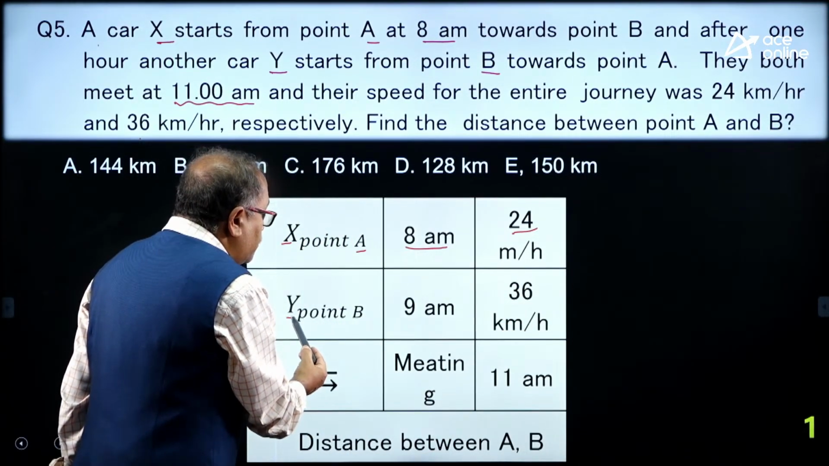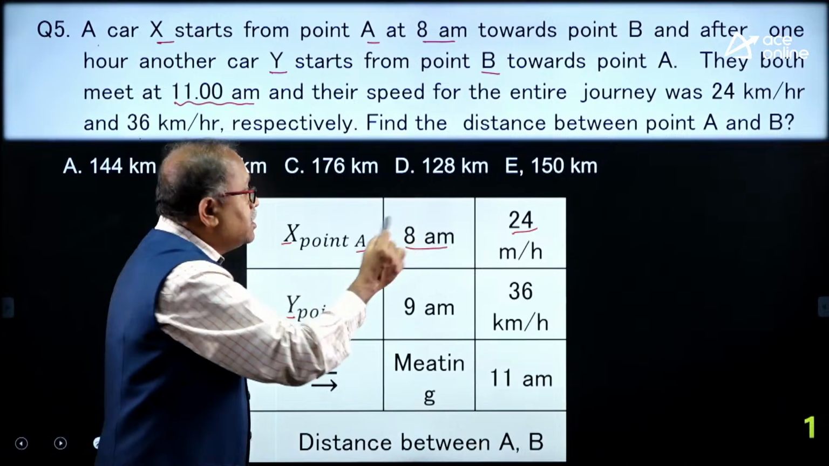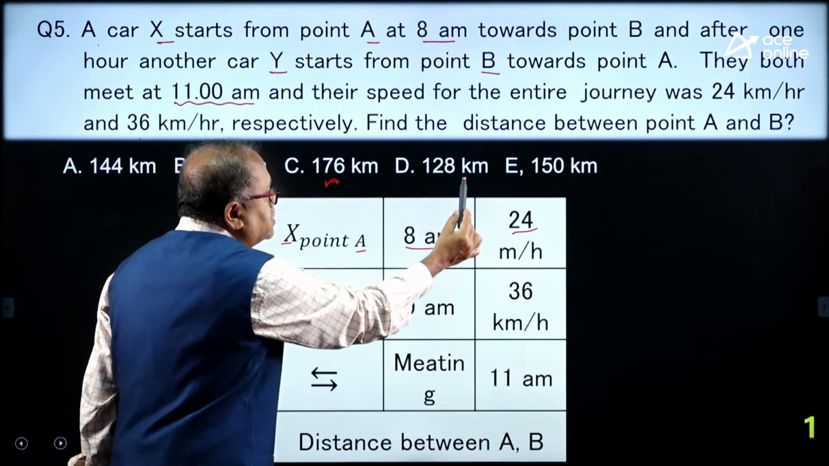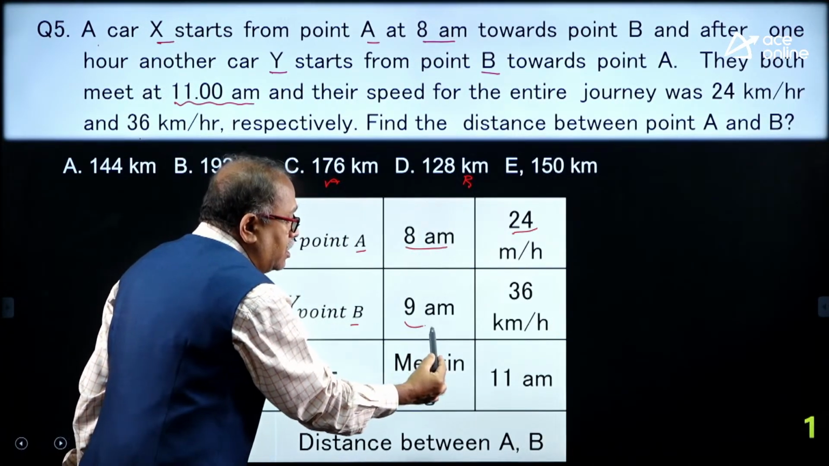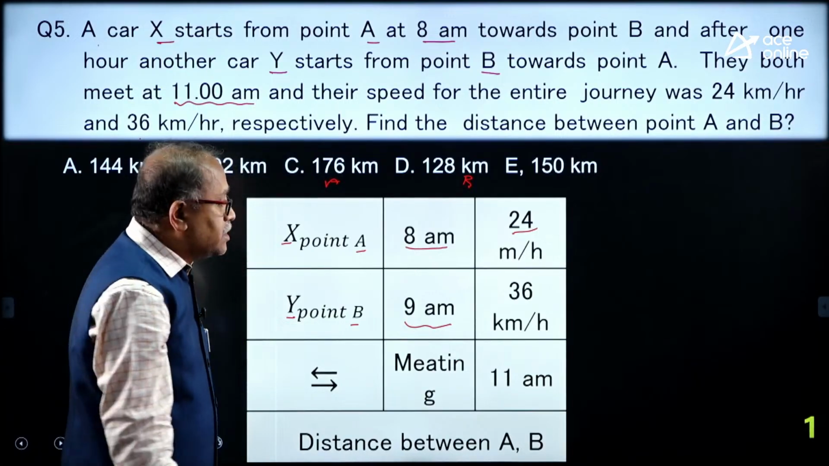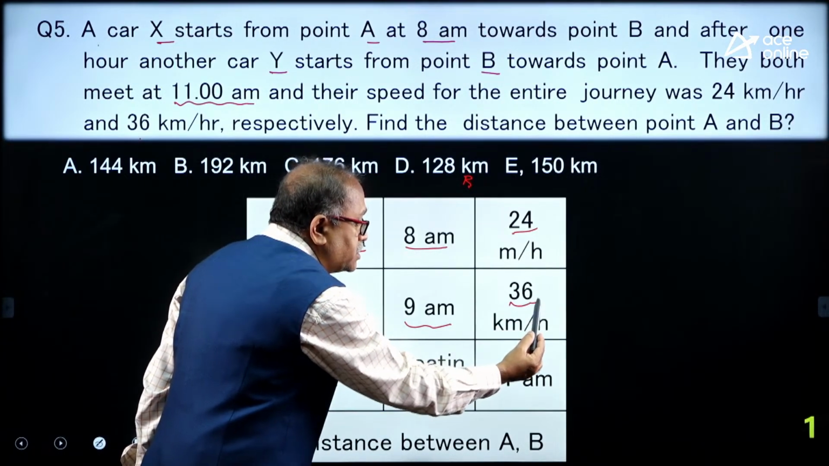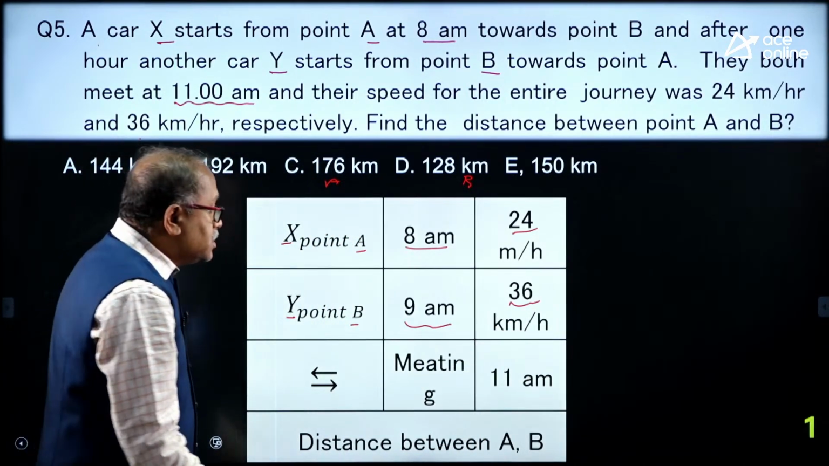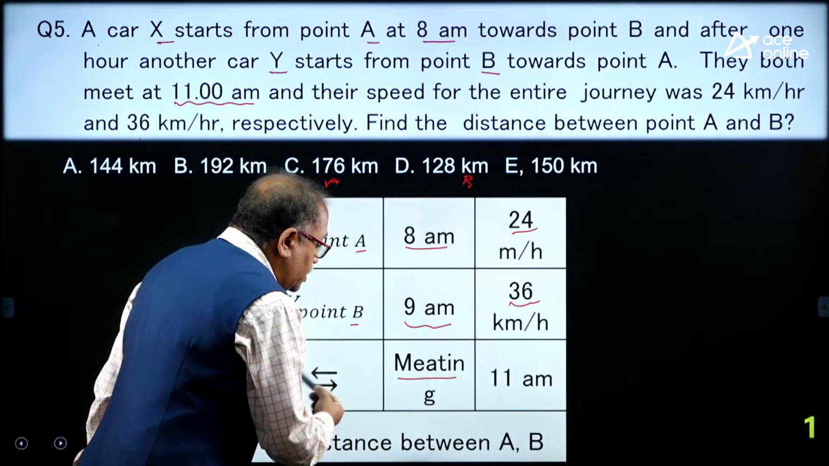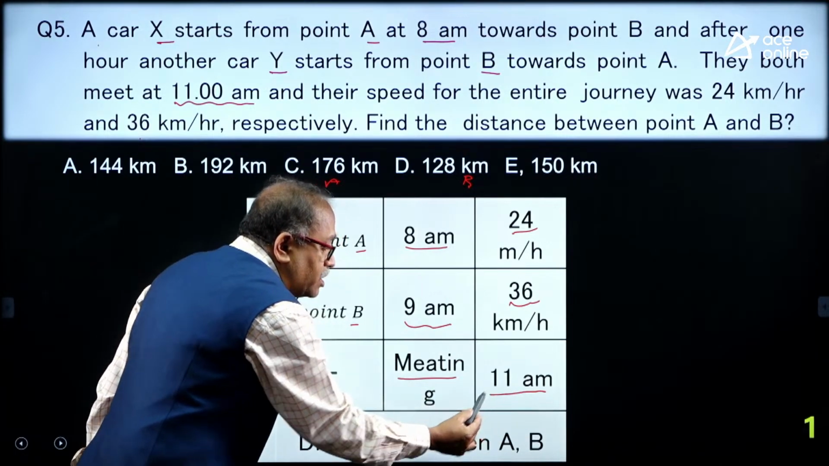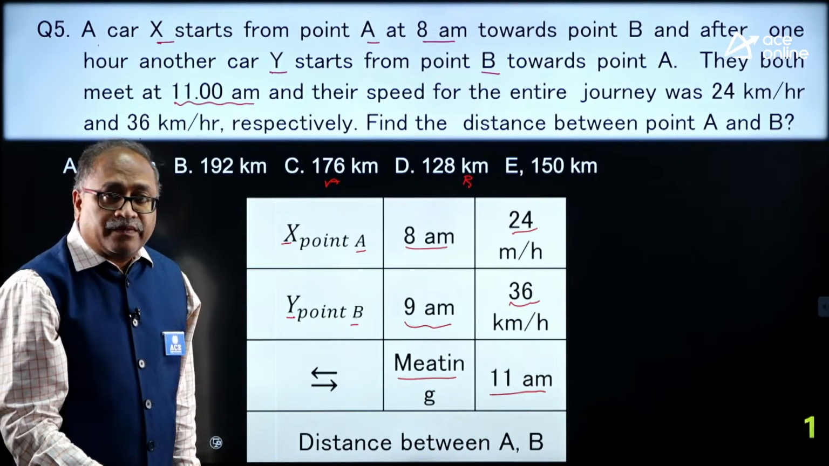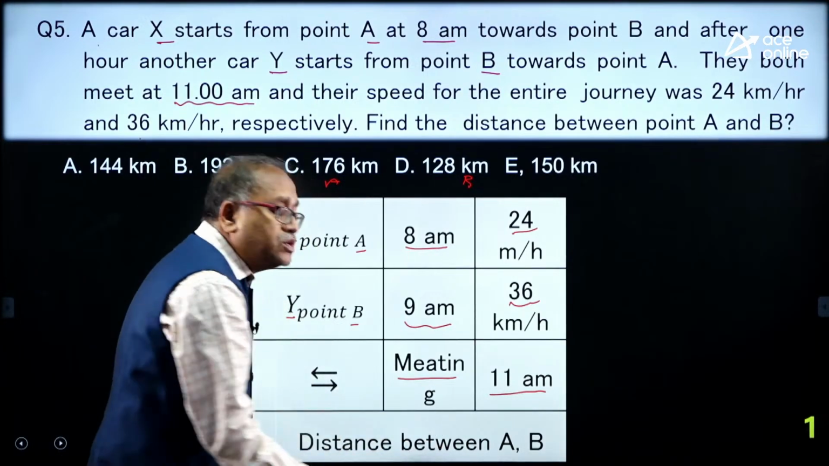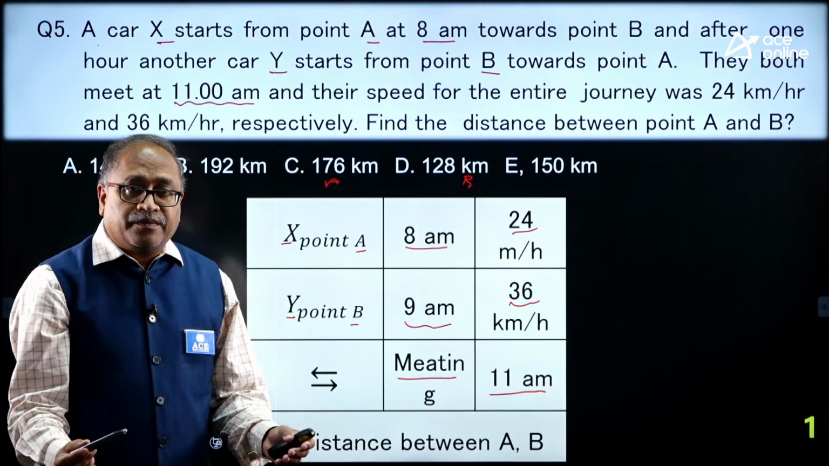Car Y starts from point B, the other side. So, if this is A, this is B, from the other side after 1 hour, that means at 9 a.m., with a speed of 36 kilometer per hour. And it is said that both of them are running in opposite direction, and both of them are meeting at 11 a.m. Now, find the distance between A and B.